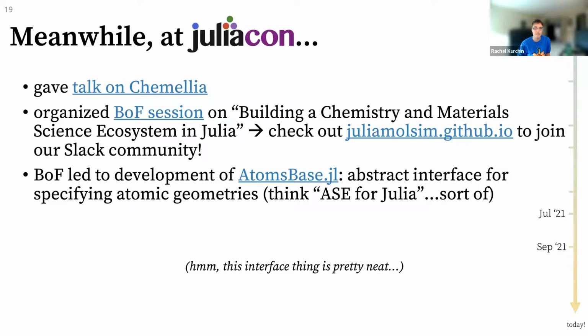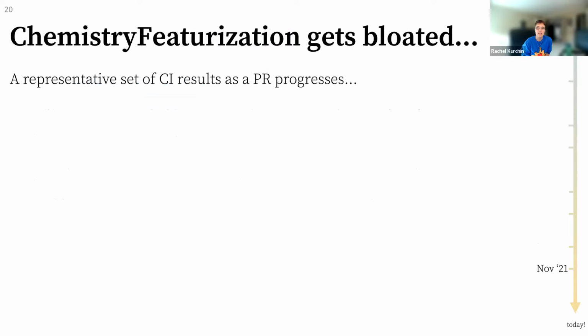And I've already alluded to the fact that chemistry featurization now actually takes in large part the form of an interface. And it was this effort that sort of inspired that and led me down that path. Another part of what pushed me in that direction was, as we were starting to try to implement different types of features and structure representations for different models that we were working on building, chemistry featurization was getting really bloated because we needed to support all of the different packages.